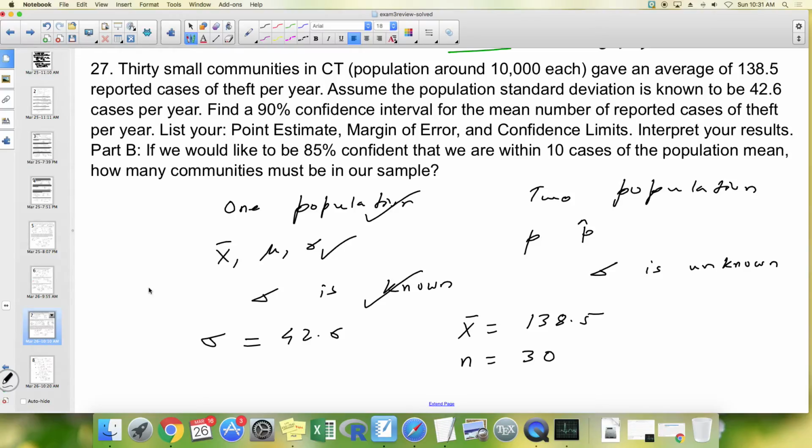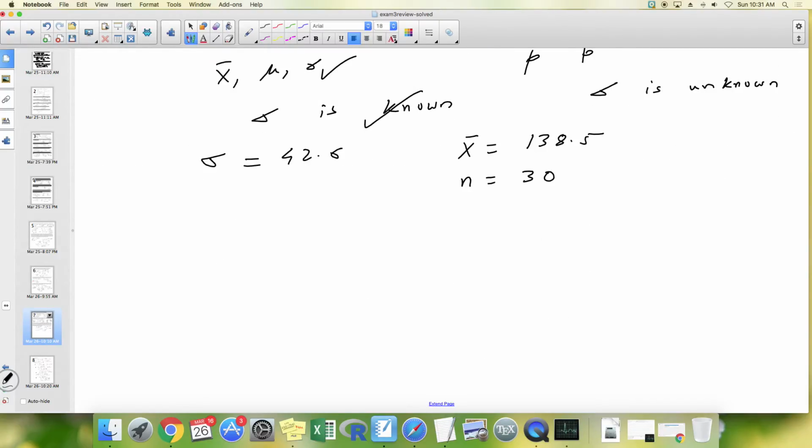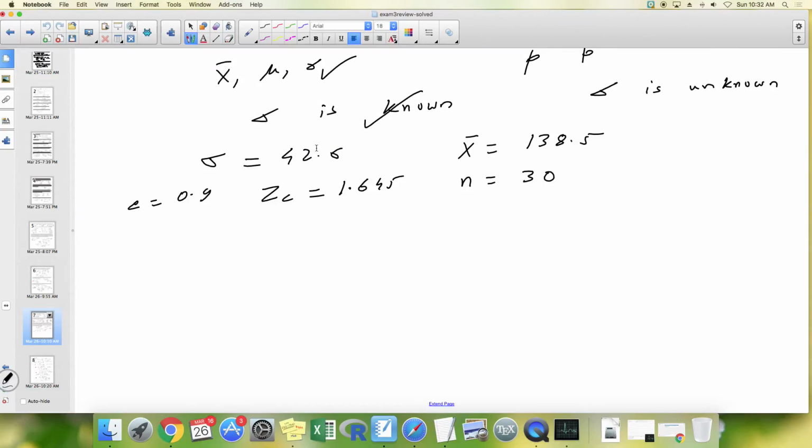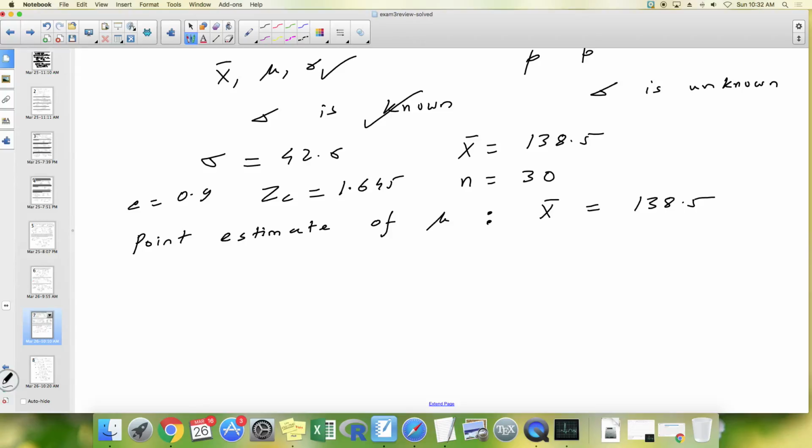All right. That being done, the rest is easy. So we have to find 90% CI. So that means C is 90%. That means ZC is 1.645, which we have learned. Let's get down to it. So list your point estimate. Point estimate of what? Point estimate of mu. That's always x bar, which is 138.5.